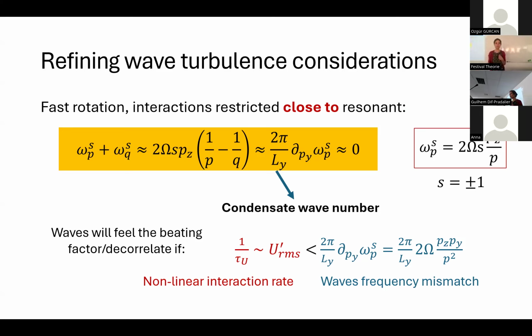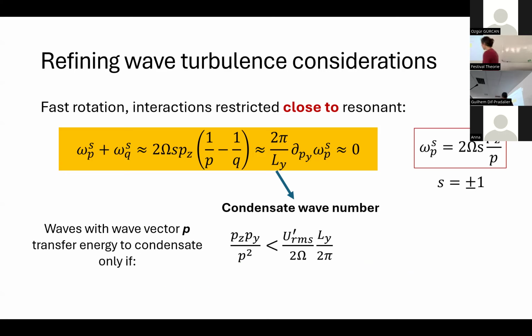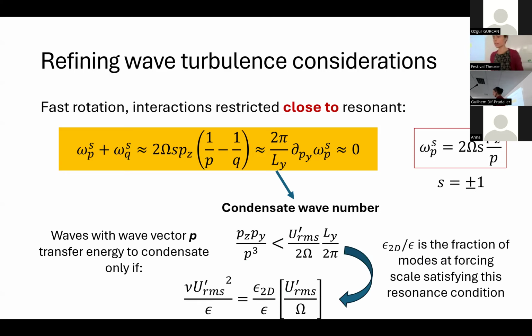And you have to select the waves. The only waves that can transfer energy to the condensate are the ones that satisfy these conditions, where their detuning frequency is small enough. So that gives you a condition on the modes that can transfer energy to the condensate. And that implies the quantity that you should have, so this is the dissipation of energy through the condensate. So we have epsilon d over epsilon. This is just the name of the energy that's being transferred to the condensate, and that depends on u prime over omega, as you can see here.